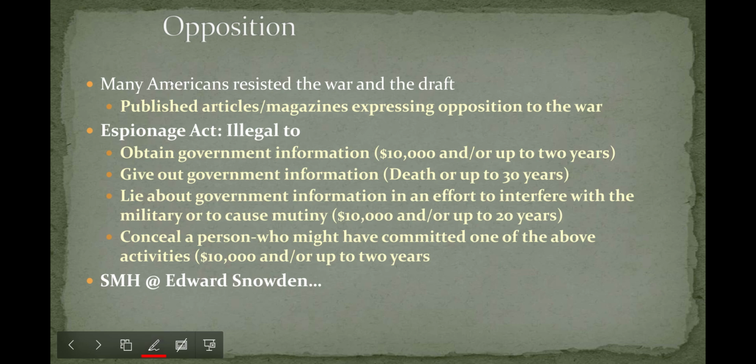Opposition. The way that opposition was handled had a couple of different examples. The one that you should definitely know is the Espionage Act. It's still in force today, and it is one thing the government uses to prosecute people that leak information that they feel is important to keep secret. The big thing is giving out government information. That's the thing that's going to get the death penalty. The U.S. was very worried about people leaking information about the military or what the government was doing in the war strategy. So the Espionage Act is still in effect today.